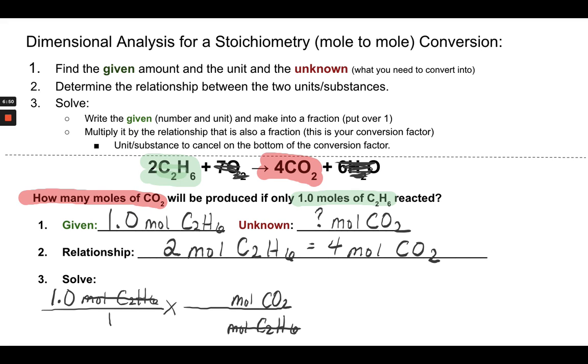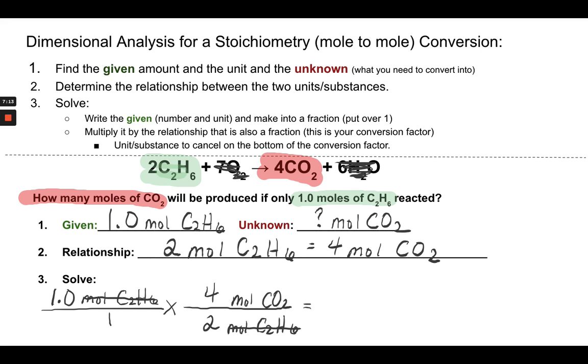Now, after you have your units in place, you will go to the relationship and fill in the numbers. The number 2 goes with moles of CO2. Oh, I messed that up. Hold on. Let's try that again. The number 4 goes with moles of CO2, and the number 2 goes with moles of C2H6. Always make sure you're double checking.